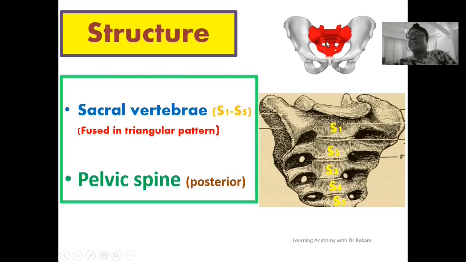If you look at this image up here, this is the configuration of the pelvic cavity. This is what the pelvic cavity looks like. And structurally, the pelvic cavity is made up of 2 hip bones, one on the right side and one on the left side. In the anterior part, these hip bones are seen to be connected at the pubic symphysis.